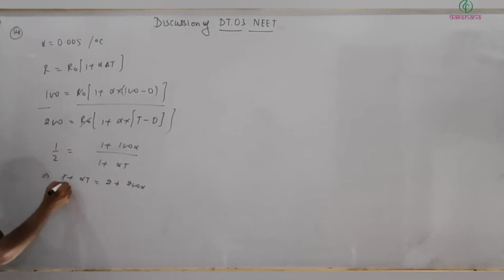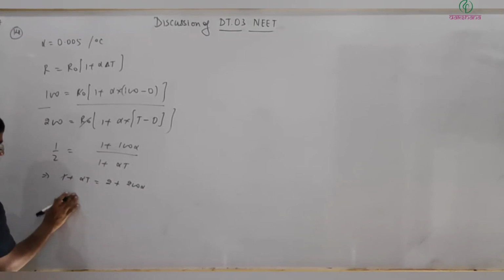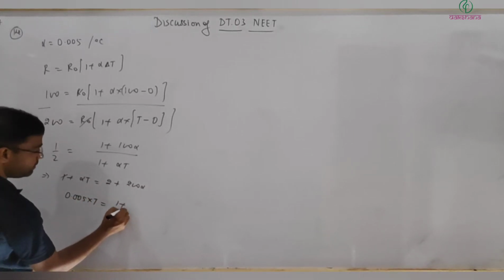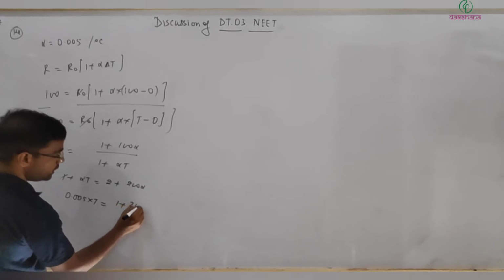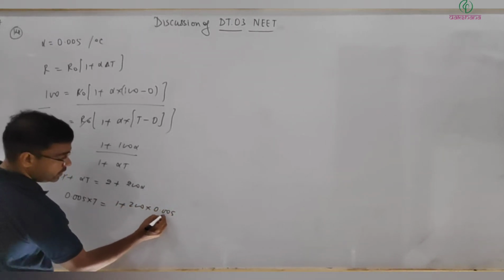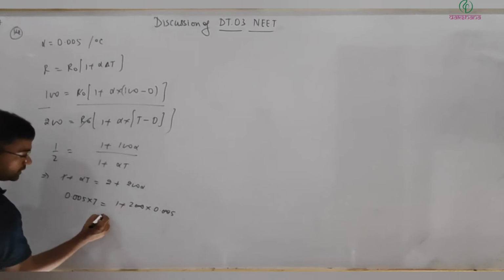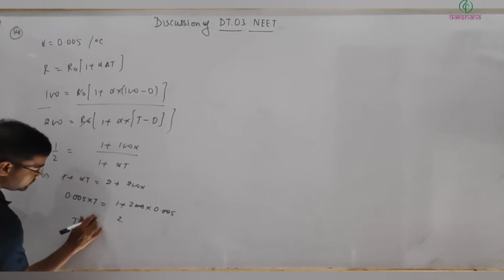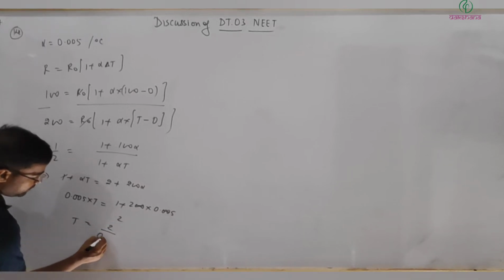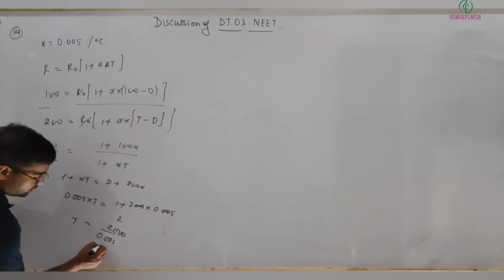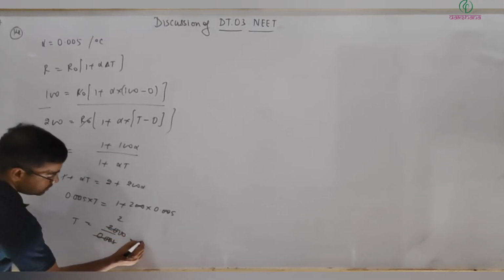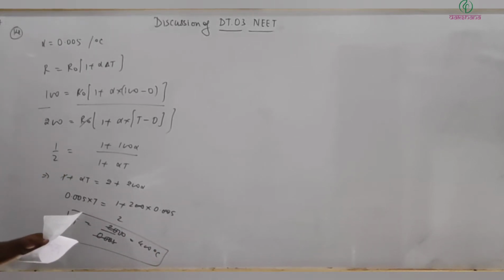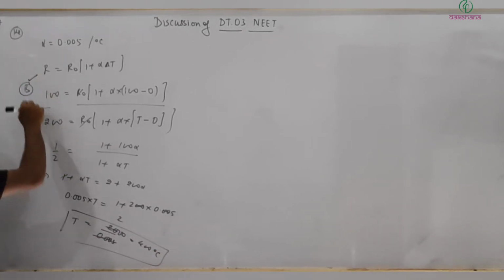Is it? Alpha is 0.005 into T, and this is coming out to be 1 plus how much? It's 200 multiplied by 0.005, so that is 1, and it comes out to be 2. So T is equal to 2 divided by 0.005, and this comes out to be 400 degrees Celsius. So the answer is 400 degrees Celsius, that matches with option B.